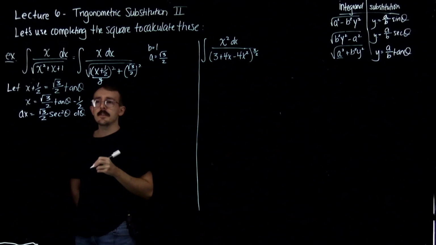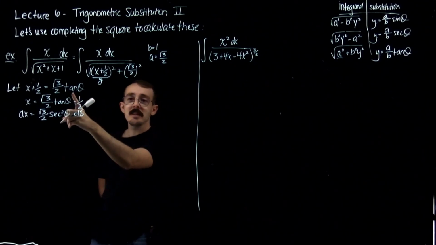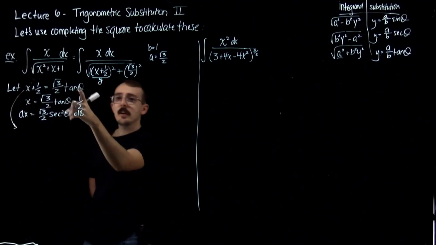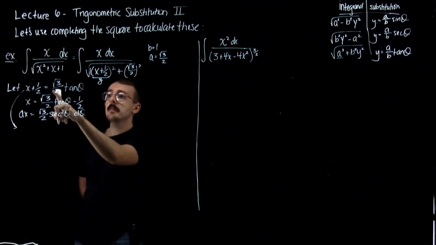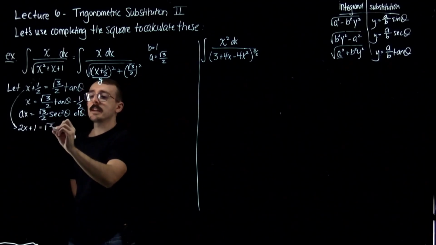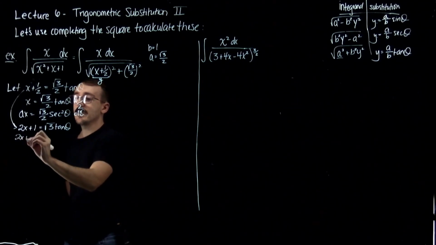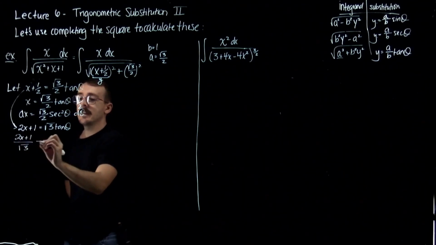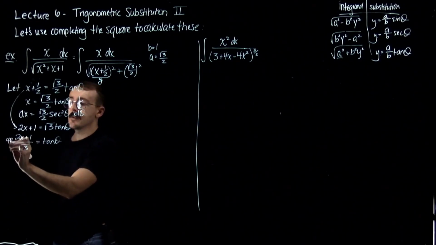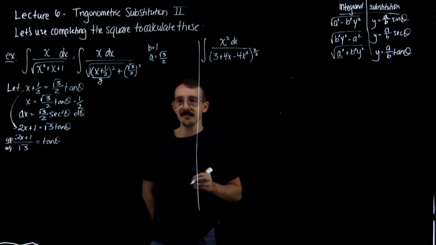And then one other thing I'm going to do is also solve for tangent. I'm going to need it later. So let me start from the beginning here. I'm going to solve this equation for tangent, so I'm going to multiply both sides by 2. I'll get 2x plus 1 equals root 3 tangent. And then divide both sides by root 3, and I get 2x plus 1 over root 3 is tangent. And just remember, tangent is opposite over adjacent. So I'm just going to need that later, which is why I've got my list of information right here.